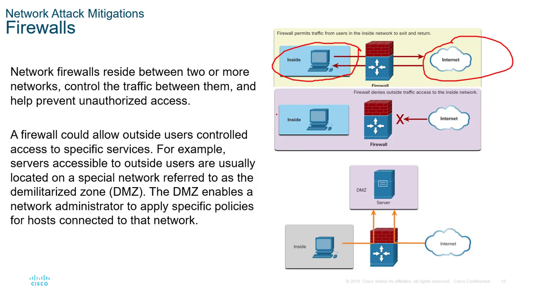A firewall could allow outside users controlled access to specific services. For example, servers accessible to outside users are usually located on a special network referred to as the Demilitarized Zone, or DMZ. The DMZ enables a network administrator to apply specific policies for hosts connected to that network.